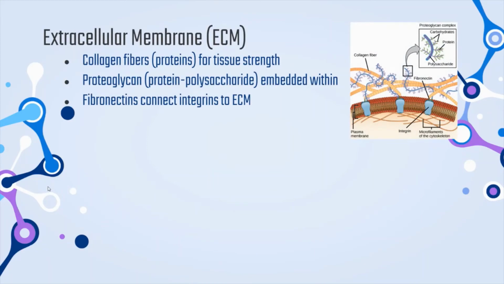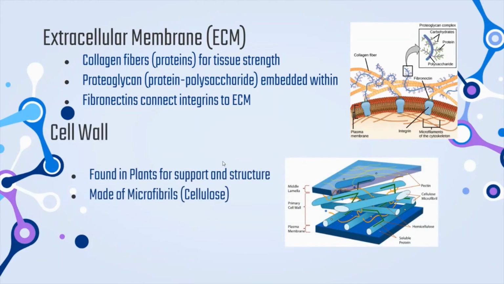The next thing we'll talk about is the extracellular matrix, or the ECM. This is found outside the actual bilayer here. So these are composed of collagen fibers, and these are proteins, and these are used for tissue strength. And embedded within these collagen fibers are proteoglycans, which are made of proteins and polysaccharides. And something called fibronectins will connect these integrins to the ECM. And that basically keeps the structure of the entire cell together.